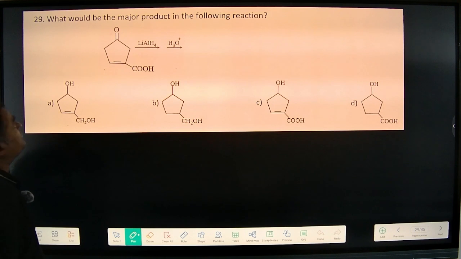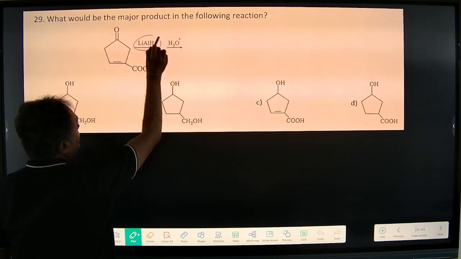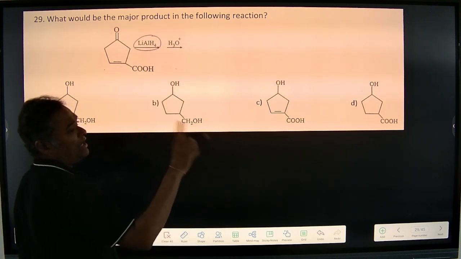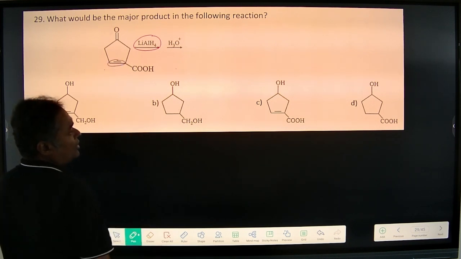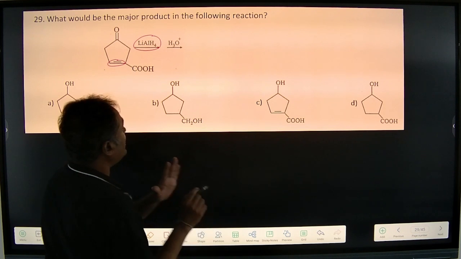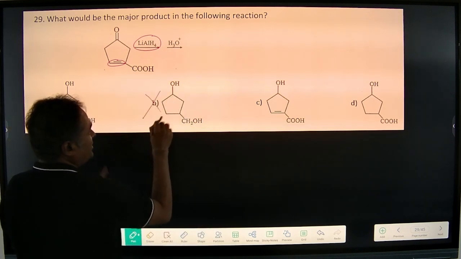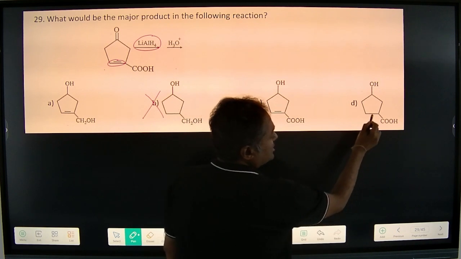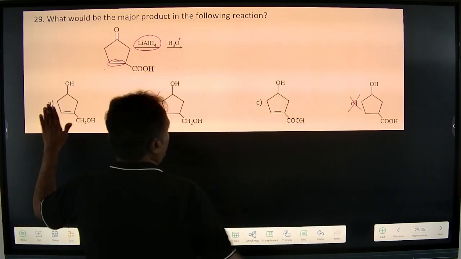Now, here what they have given: what would be the major product in the following reaction? I think they have mentioned over here it is lithium aluminum hydride. Basically, lithium aluminum hydride does not attack a double bond. So wherever there is a double bond, as it is kept would be the most probable answer. Here you do not have a double bond, so this cannot be the answer. That means your correct answer has to be either A or C.